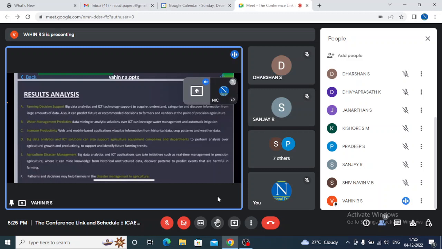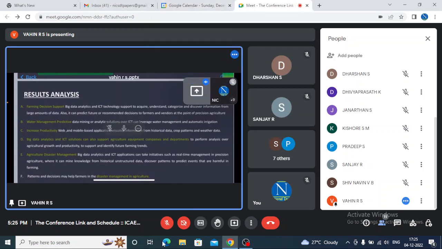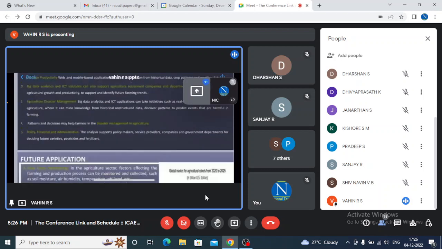Big data analytics and ICT solutions can also support agriculture equipment companies and departments to perform analysis over agriculture growth and productivity to support and identify future farming trends. And in agriculture disaster management, by using big data analytics and ICT applications, we can take initiatives such as real-time management in precision agriculture, where it can mine knowledge from historical unstructured data and discover patterns to predict events that are harmful in farming. Patterns in decisions may help farmers in disaster management in agriculture, and in policy, financial, and administrative matters.